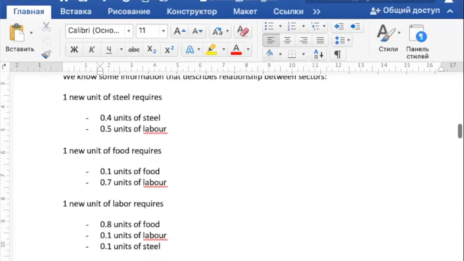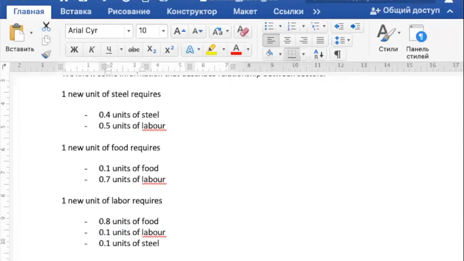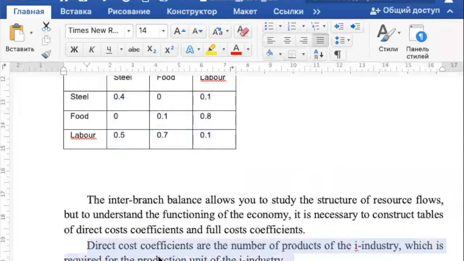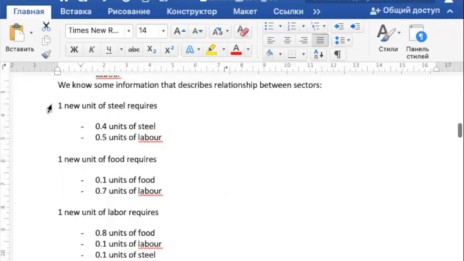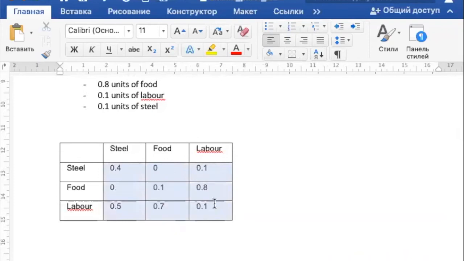So we have steel, food, labor, and we have steel, food, labor. These values we call our direct cost coefficients. So what does it mean, direct cost coefficients? It is the number of products of the I industry which is required for the production of a unit of the J industry. So we write this definition by using this example, and now we demonstrate how we can fill all these interbranch deliveries.